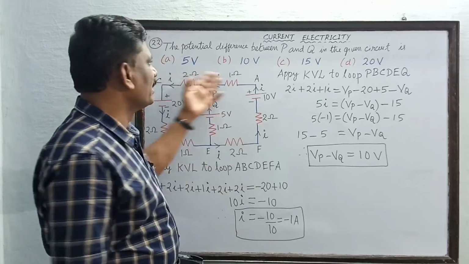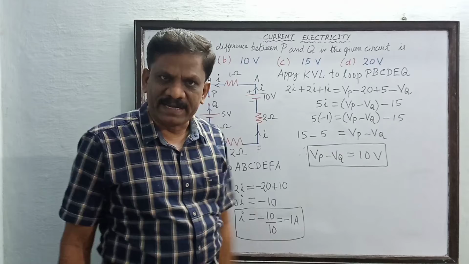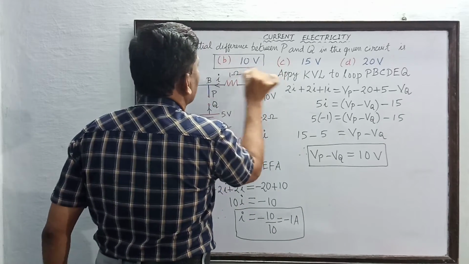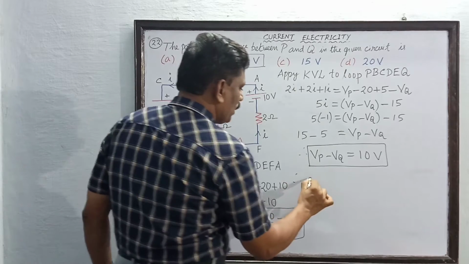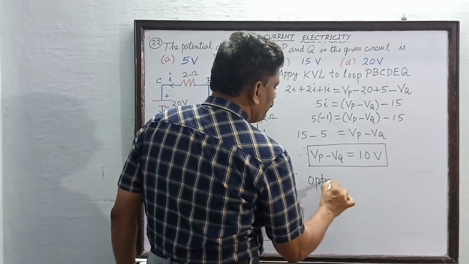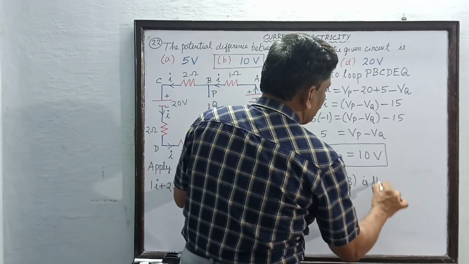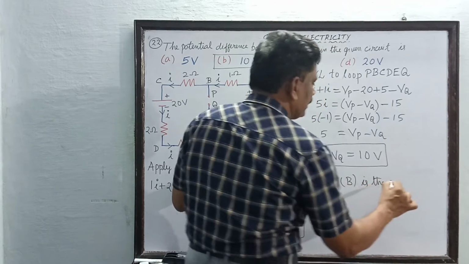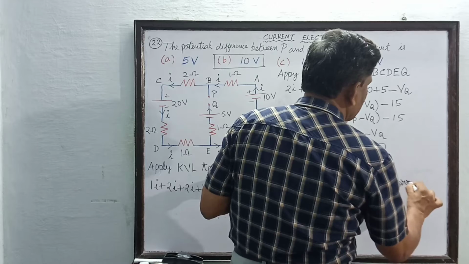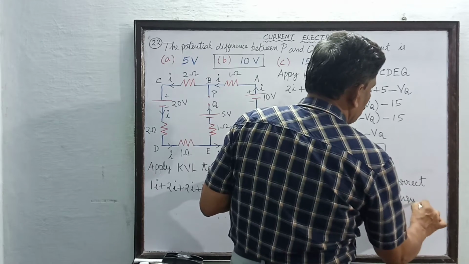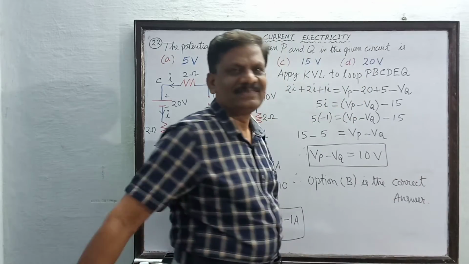So 4 options are given. Which option must be correct? It is option B. Option B is given as 10 volt. Therefore, option B is the correct answer. Have you understood?